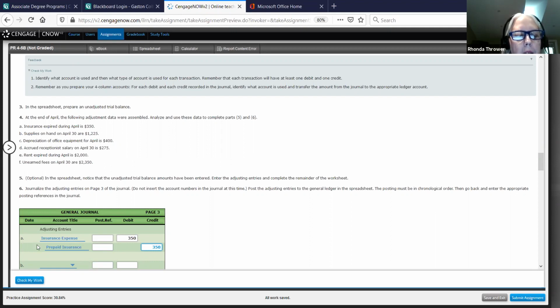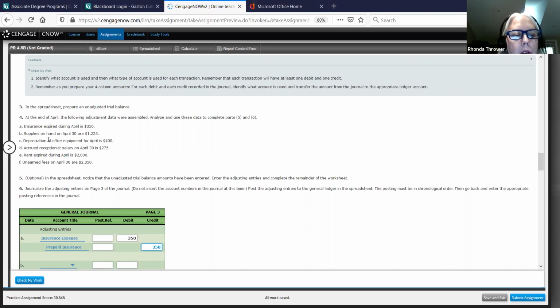We're going to reduce the asset account called prepaid insurance. To reduce the asset, we would credit it. We're going to increase the expense account insurance expense. And to increase the insurance expense, you would debit.